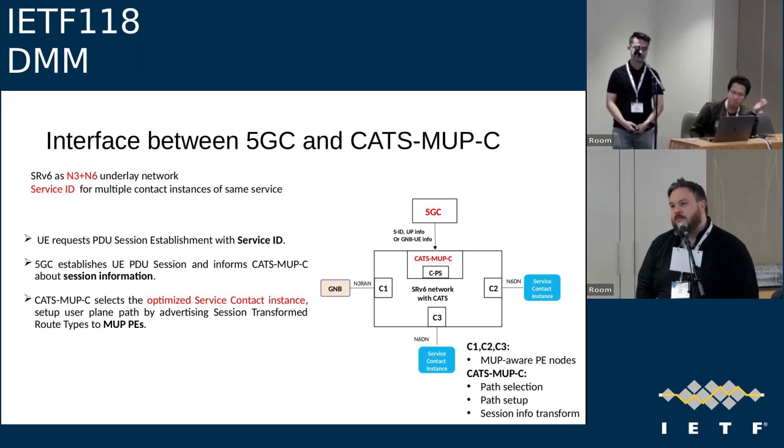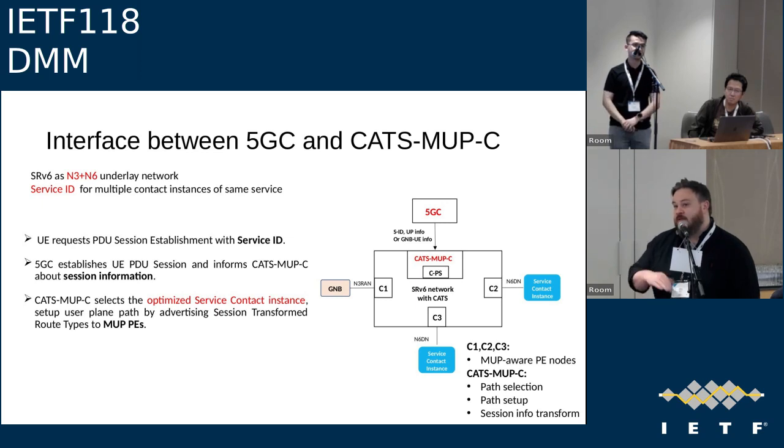Basically there is no change to 5G. We don't intend to change the 5GC procedure. We just need the UE location, so the CATS MAPC controller can detect where the UE is. Based on the UE location, the CATS MAPC can select the best service instance. That's it, and we don't change anything about the 5GC procedure. So none of the interfaces change, but you're informing them. Yeah, just inform.